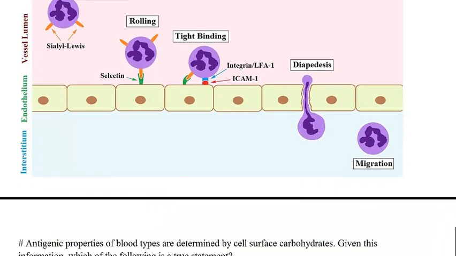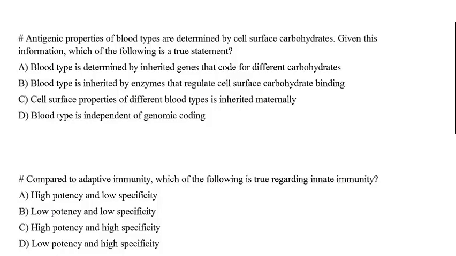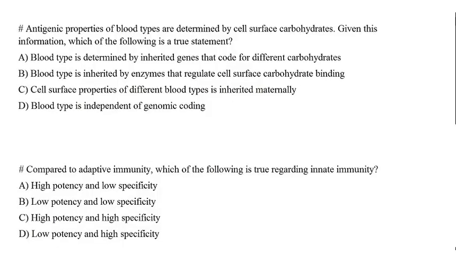All right, now that we are done with these short questions, let's go over some practice questions. If you need to take a break, you can go ahead and pause the video. Otherwise, I'm going to read all the questions for you and then come back and answer them. So the first question: antigenic properties of blood types are determined by cell surface carbohydrates. Given this information, which of the following is a true statement?